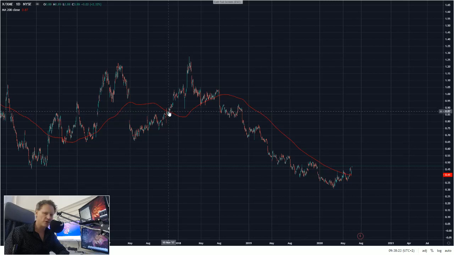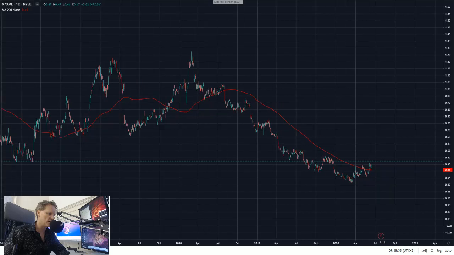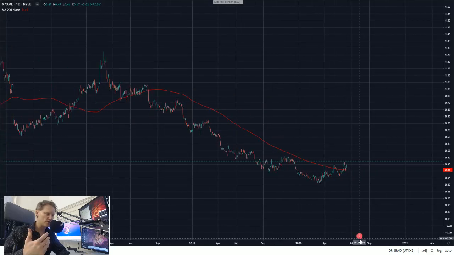When we broke through it from a resistance perspective, it became support. When you break below it from a support perspective, it becomes resistance. And we're now in one of those potentially direction-changing situations where we could see US Steel from a relative strength perspective continue to move to the upside.